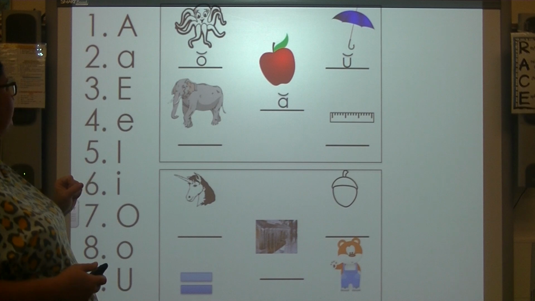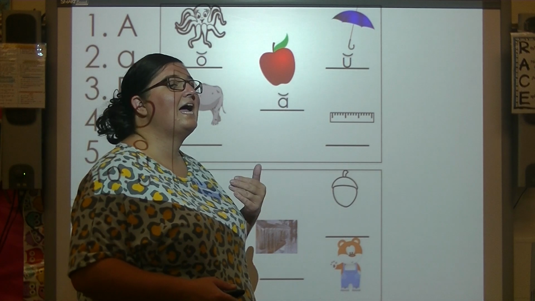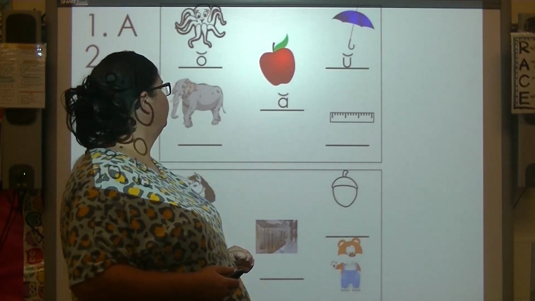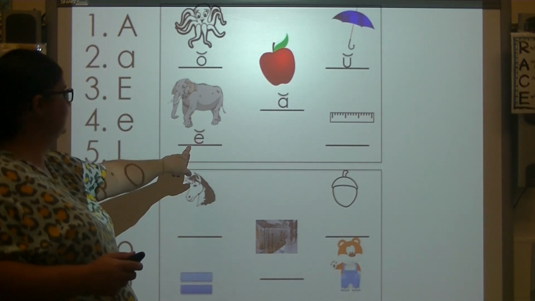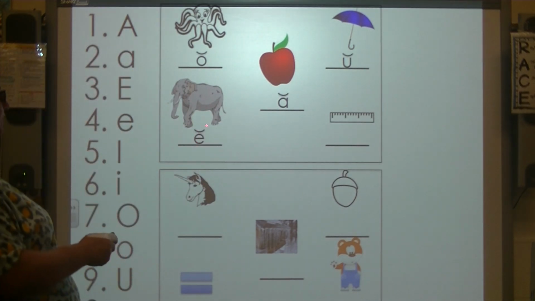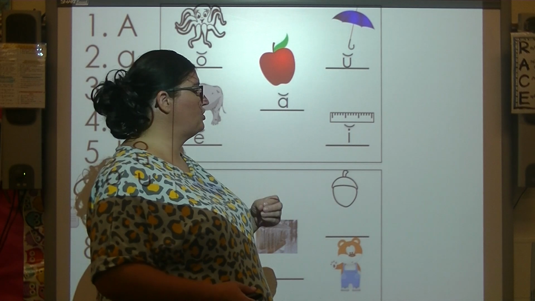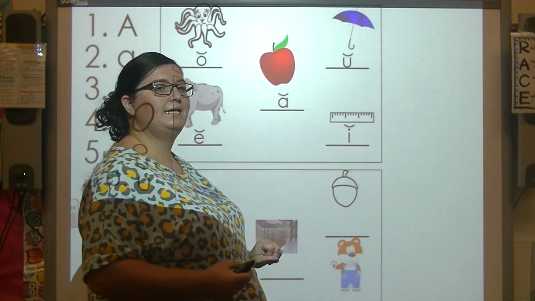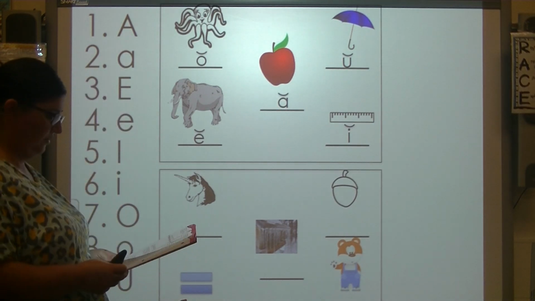All right, our next one. Apple. Listen. Apple. Short A. We put our breve in. All right, the next one. Elephant. Elephant. Short E. We place the breve. And inch. Inch. Place the breve in. Check your work.